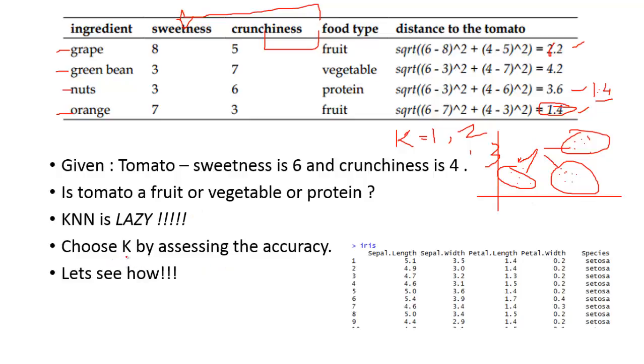Yeah, and how do you choose K? Simply run your data set several times with different values of K and see which K is best for you, meaning which one gives the minimum error. Let's see how.